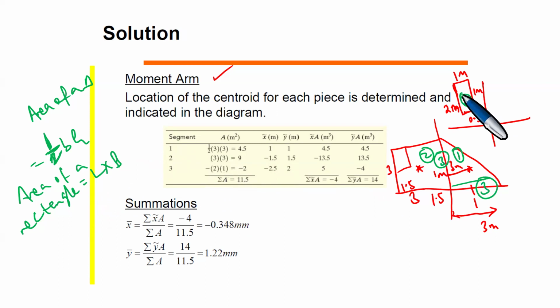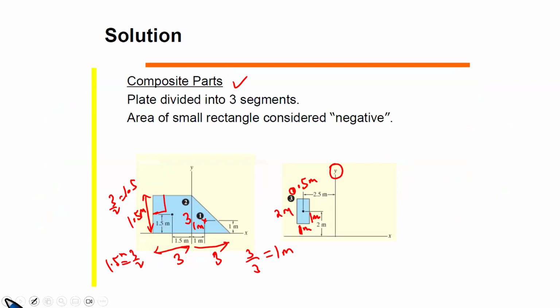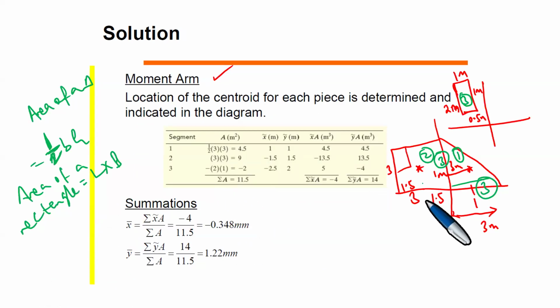Then we have the missing part. The area of the small rectangle is considered negative. It's considered negative because it's missing. In other words, the small rectangle is considered negative because it's not part of this, so you say minus. We note that it's 2 meters by 1 meter, which is 2 by 1, length by breadth. But it's negative because it's missing.